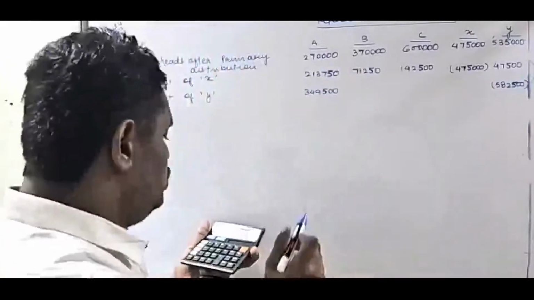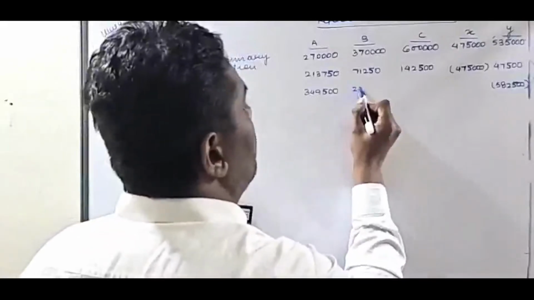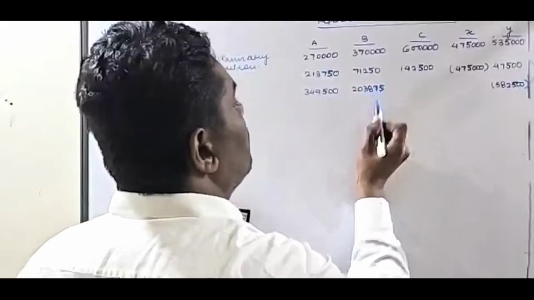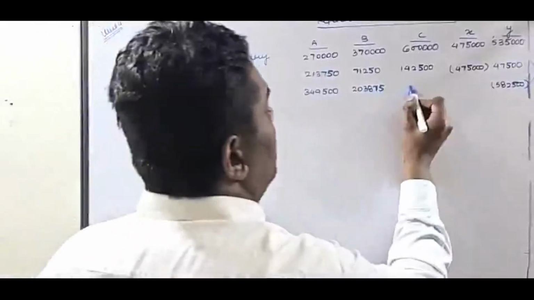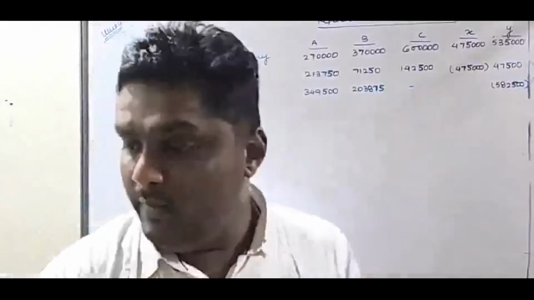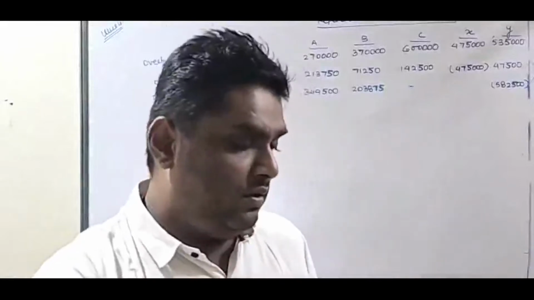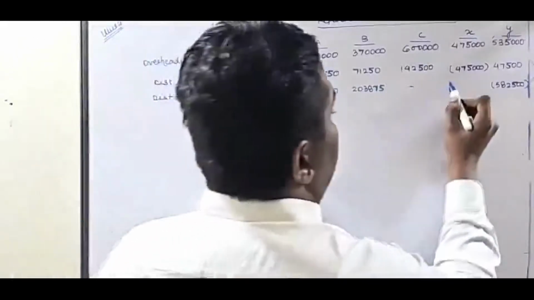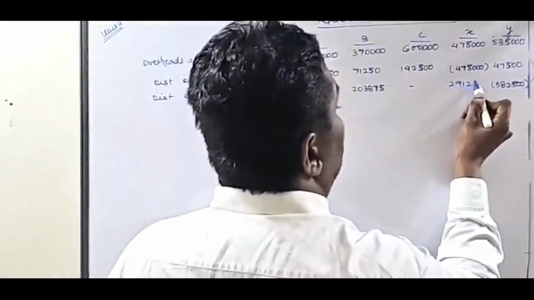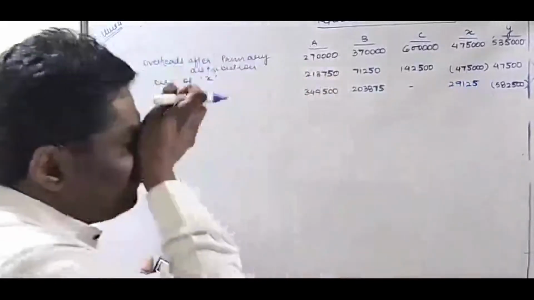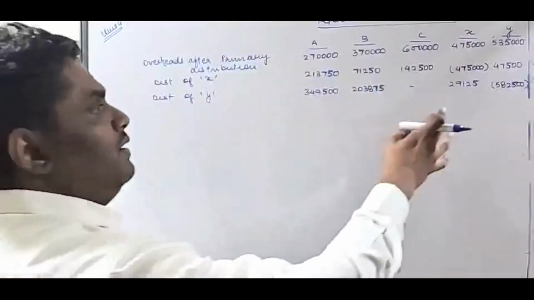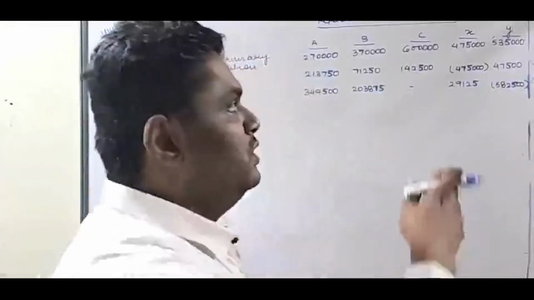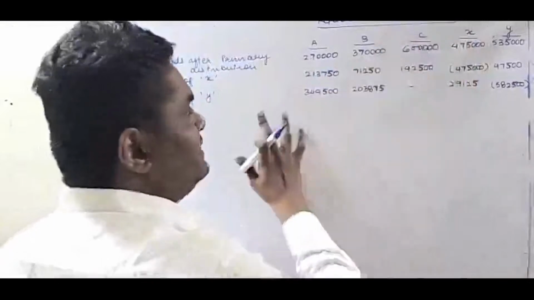35% goes to B, so 203,875. And the remaining 5% goes to X, so it comes to 29,125. Now, the name itself says that you have to repeatedly distribute the overheads. So now we are done with this calculation of Y.